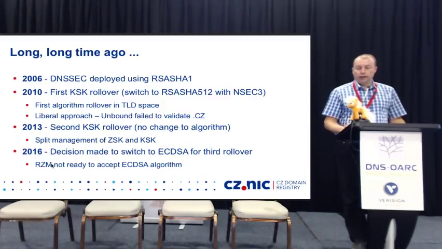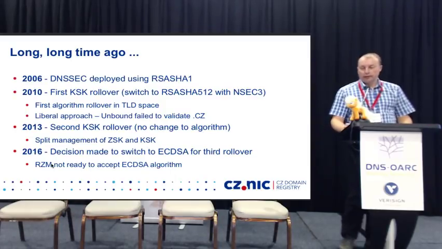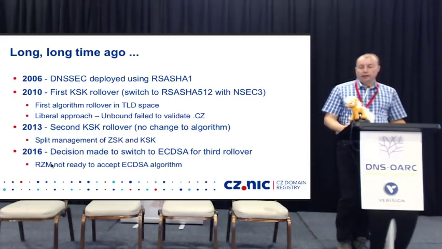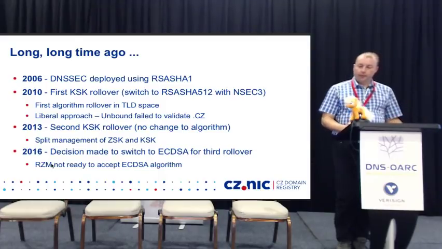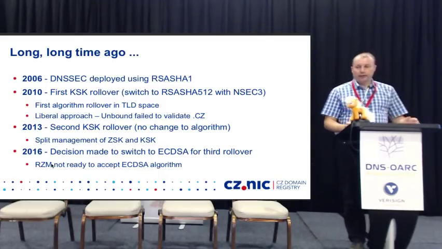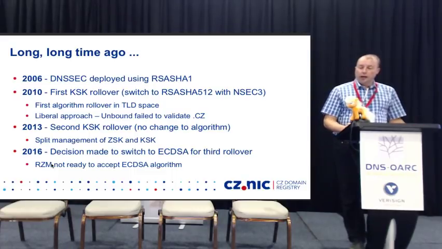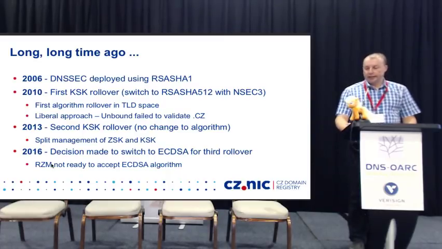After 3 years, we did our second KSK rollover. This time we didn't change the algorithm. We only split the administration of ZSK and KSK into 2 teams, similar to what IANA is doing with all these key signing requests and responses. And 3 years later, we decided that our next KSK rollover would be to ECDSA.